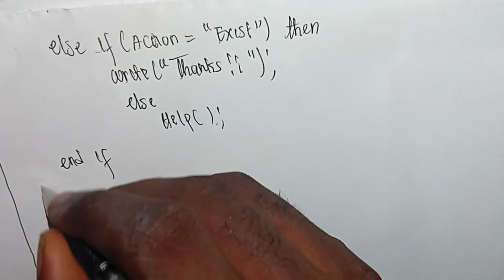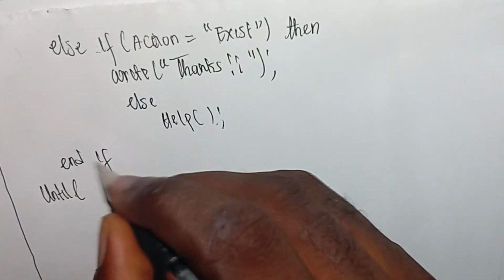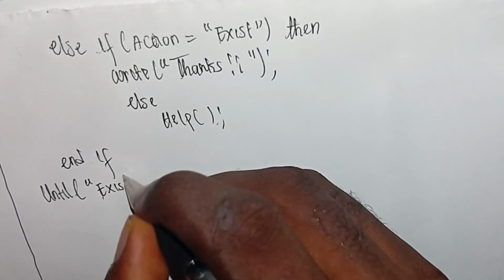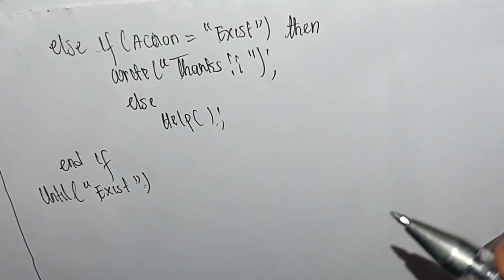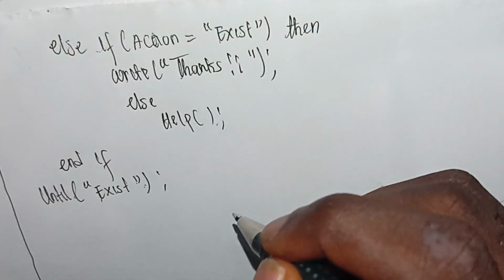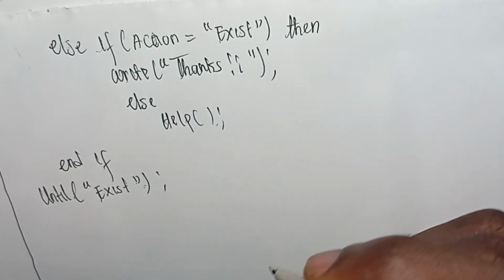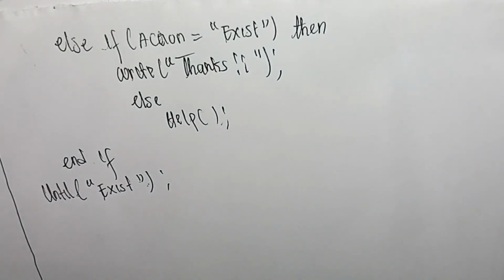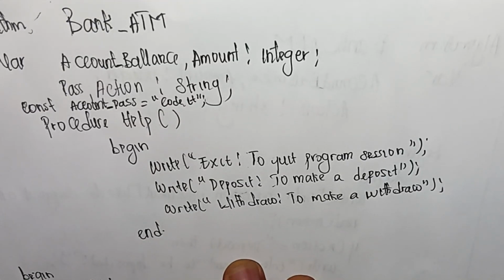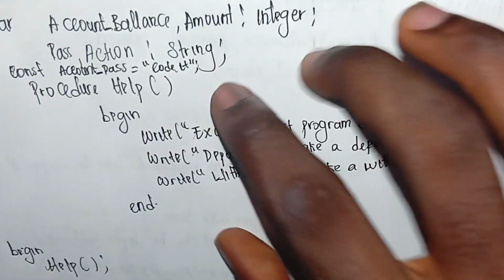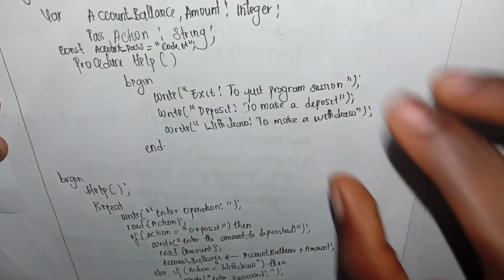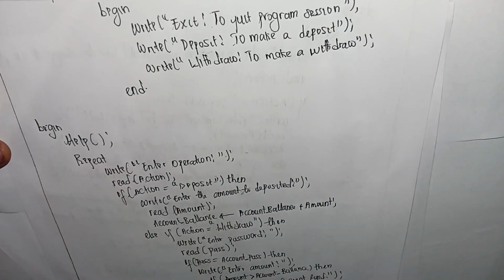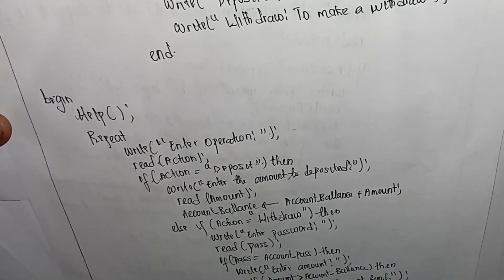Now we want to use until. Remember, we were using the repeat loop until exit. So once the condition here is exit, then the program comes to an end. So here, essentially, that is our program. A recap of what our program does: it has a procedure which stores the basic functionalities of the system. We used a repeat loop and we use cases exactly like the question demanded.